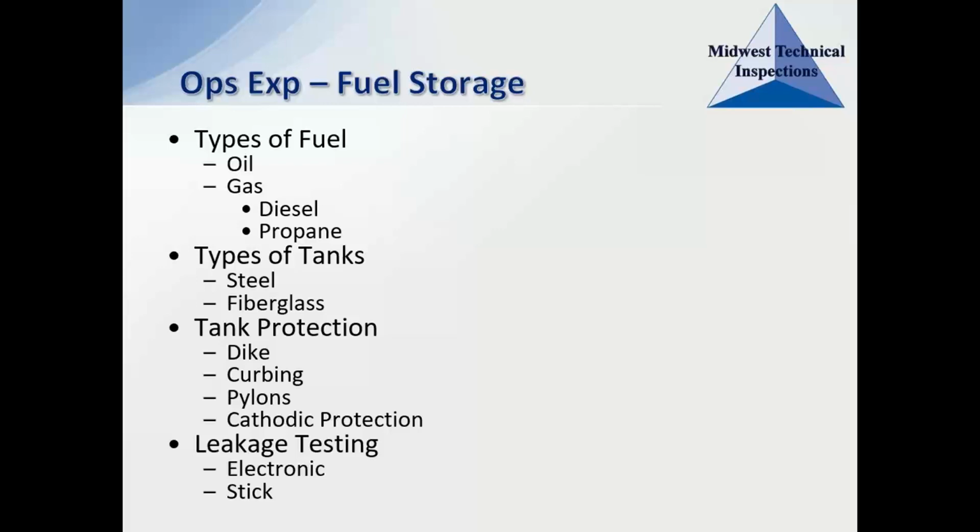Pylons are just those posts that stick up out of the ground, so they're usually metal or concrete. Again, it's going to protect it from vehicle contact. And then cathodic protection, this is the one that a lot of people don't know or don't understand. This is for those underground steel tanks.